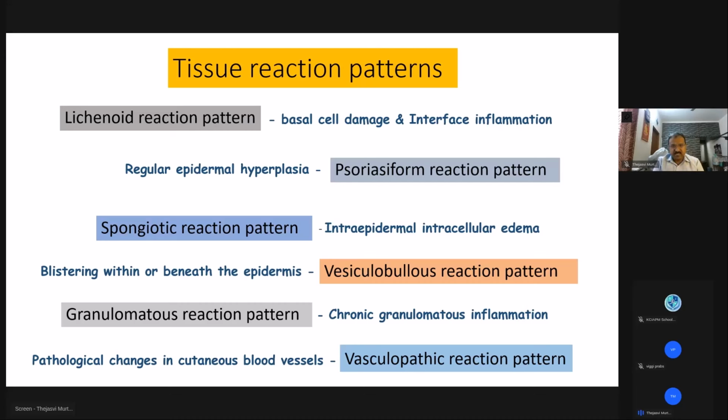Maybe it is basal cell damage or interface inflammation. There is regular epidermal hyperplasia, or there is intracellular edema, or blistering or bulla, that is vesiculobullous reaction pattern, or you're seeing granulomas, or there are changes around the blood vessels, cutaneous blood vessels. That is the vasculopathic reaction pattern.